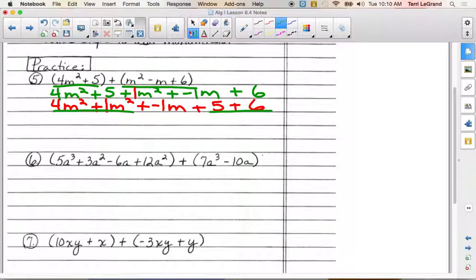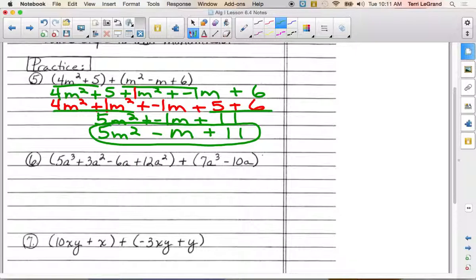The m squares can be added together. So how many m squares do we have altogether? 5. Anything to add together with that negative 1m? No, by itself it doesn't have a like term. 5 plus 6, 11. And now we'll just clean that up. How would this look cleaned up? 5m squared minus m plus 11. There's our final sum.